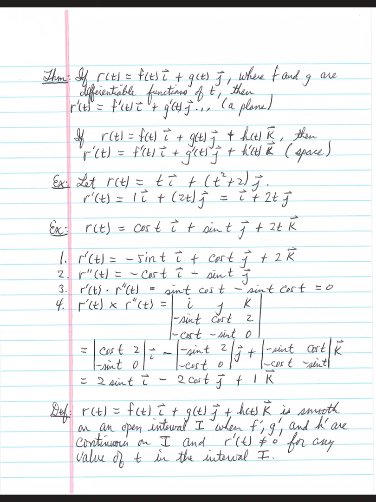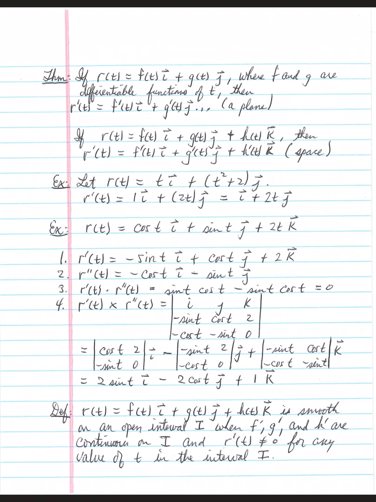If r of t is equal to f of t times the i vector plus g of t times the j vector, where f and g are differentiable functions of t, then when you get ready to take the derivative, remember if there's only two components, it's for a plane, but you can take the derivatives of each component separately. If you have a third term, which would be one in space, then it's the derivative of each component separately.